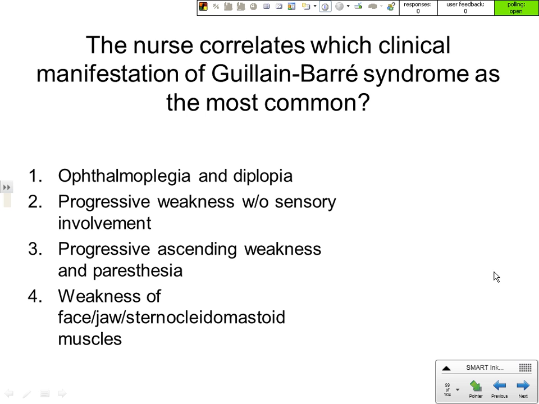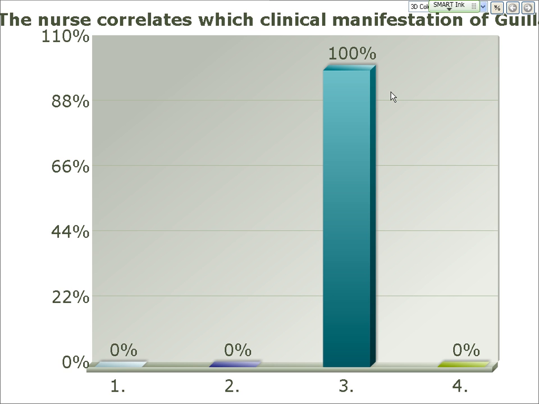The nurse correlates which clinical manifestation of Guillain-Barré syndrome as the most common: ophthalmoplegia and diplopia, progressive weakness without sensory involvement, progressive ascending weakness and paresthesia, weakness of the face, jaw, and sternocleidomastoid muscles. Ascending paralysis. Very good.